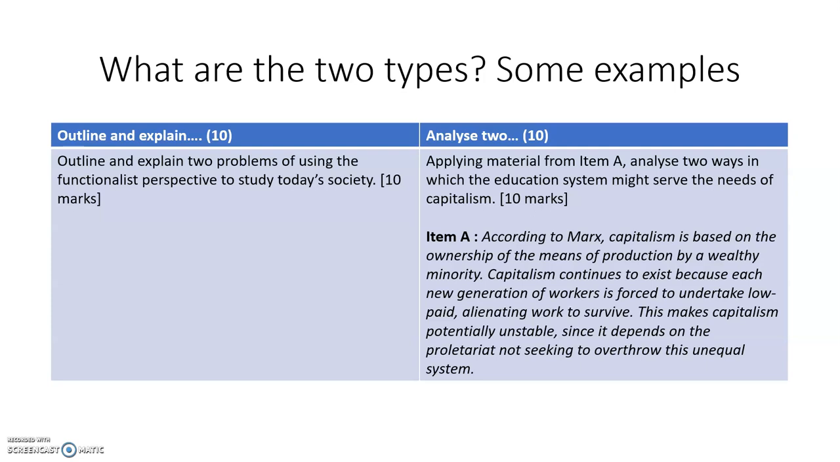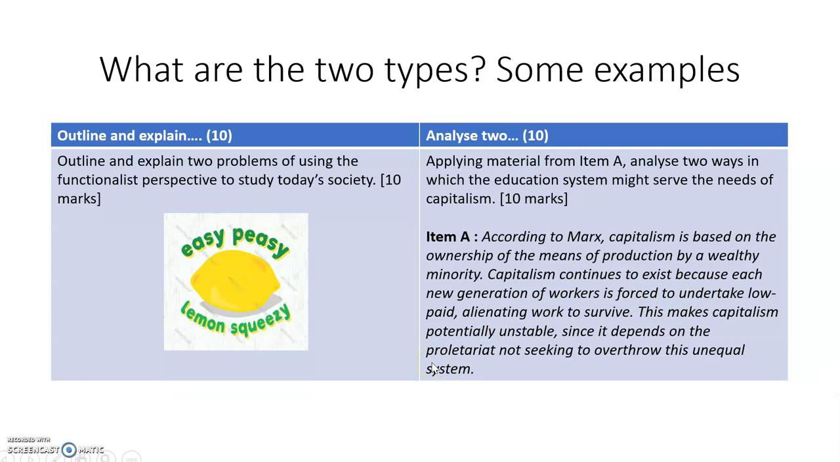And then you've got the second type, which is a lot more difficult. Apply material from item A, analyse 2 ways in which the education system might serve the needs of capitalism. So you can see your command word there is analyse, and that means your points have to come from the item and they can't come from your own knowledge. So this first type of question is easy peasy lemon squeezy, but this second question isn't particularly nice. Difficult, lemon, difficult. And as an examiner, these questions are often the most difficult questions to mark as well, because you need to be trying to explicitly show how you've got your points from the item.